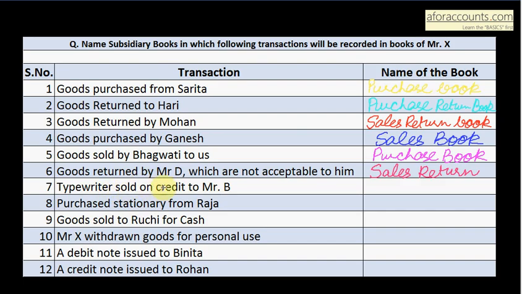Typewriter sold on credit to Mr. B. Now tell me one thing. Typewriter is an asset. It is not something in which I deal in my day-to-day business. So when it is not to be mentioned in the purchase book, sales book, purchase return book, sales return book or cash book, then where does that remaining entry go? The entry which does not fit anywhere will go in your journal proper. So this is going to journal proper.